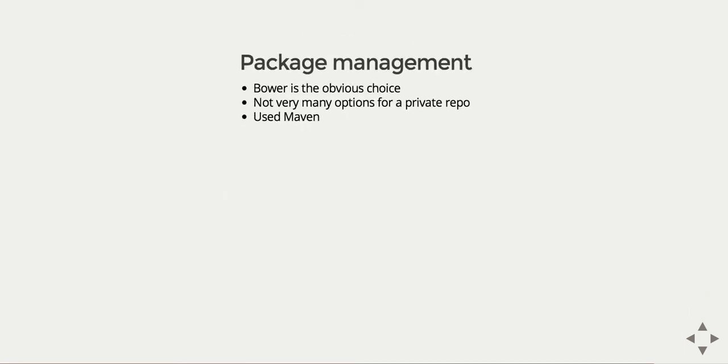Now, package management, like I said, Bower to me was the obvious choice. However, we wanted it to be under a private repo, and Bower only accepts public Git repos. There is a way to get around that, but it was a little bit too much. So we ended up using Maven, and I didn't care for that too much. In my opinion, I don't like using Java code for JavaScript development. That was a little iffy, but it did the work that we needed to do and kept it private, so we continued with that.